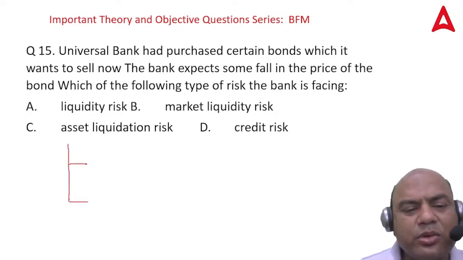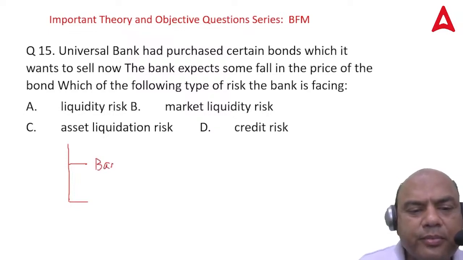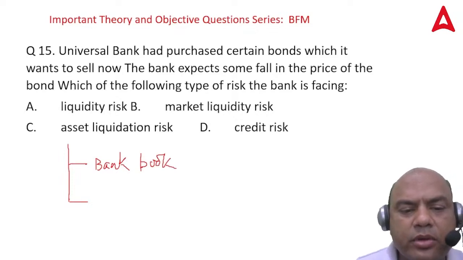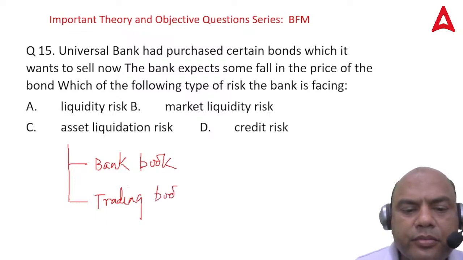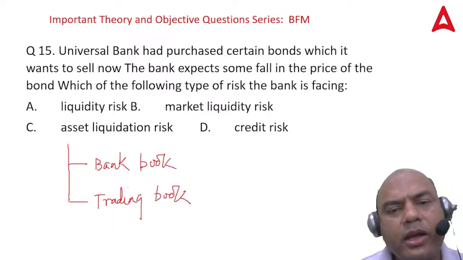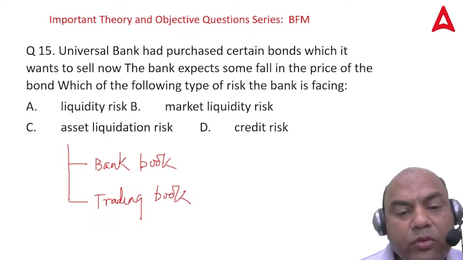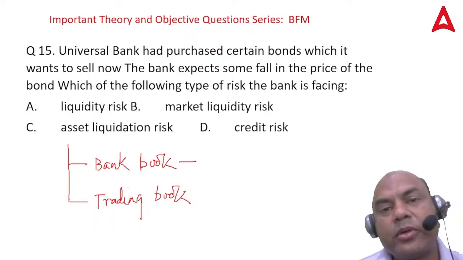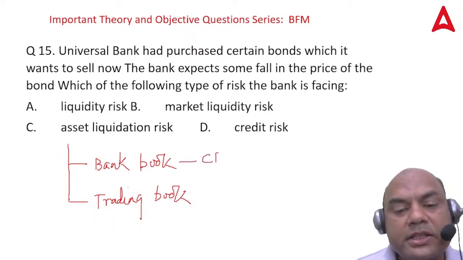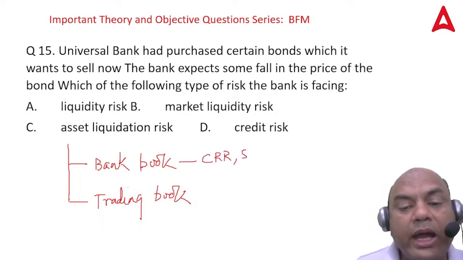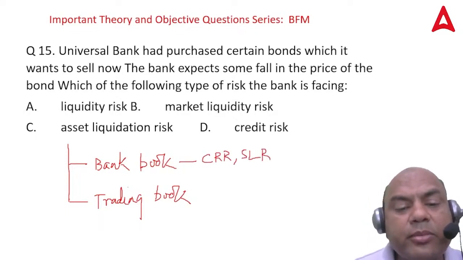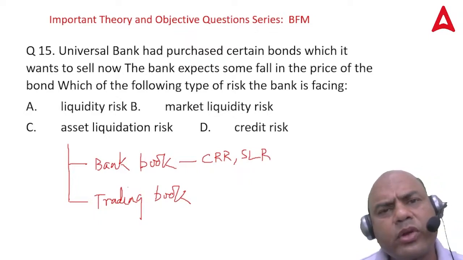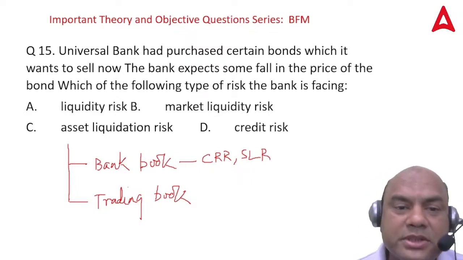But generally we call two: bank book and trading book. So in the bank book, what do I purchase? I purchase the bonds for compliance purposes, CRR, SLR. What do I add in this bank book? I add the various banking activities, whatever income I get from my banking business.